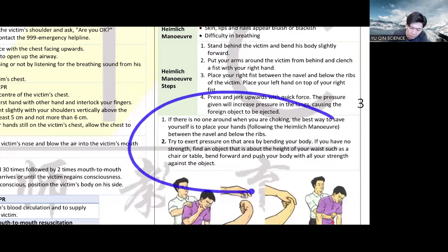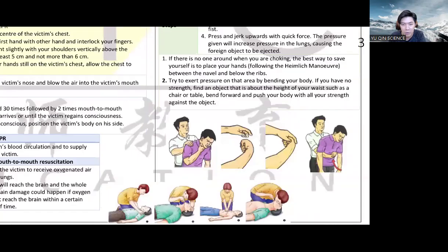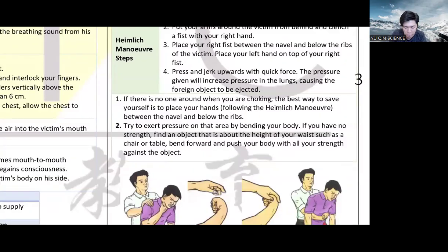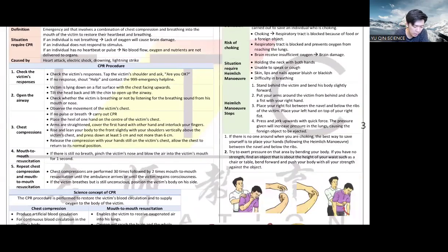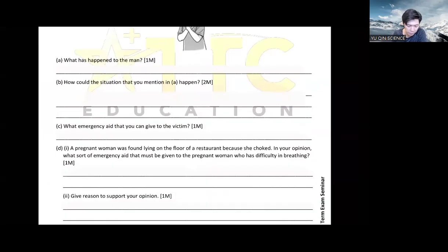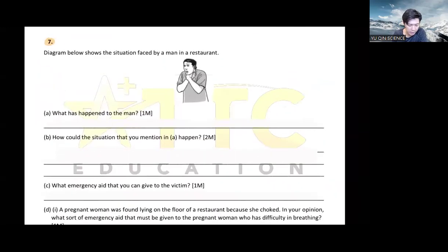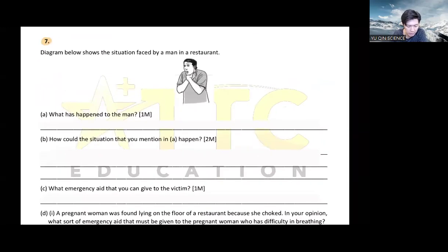Okay, if you're choking and alone, do the same thing, but you need to find something to exert pressure. Maybe go to a chair, maybe a cabinet, and push yourself against the cabinet. So it's actually part of your syllabus. Your syllabus actually talks about it if you're alone. Okay, so like the Heimlich maneuver, page 19, question 7.